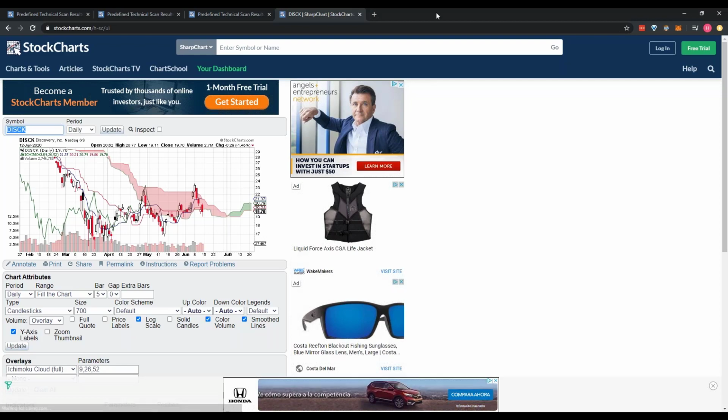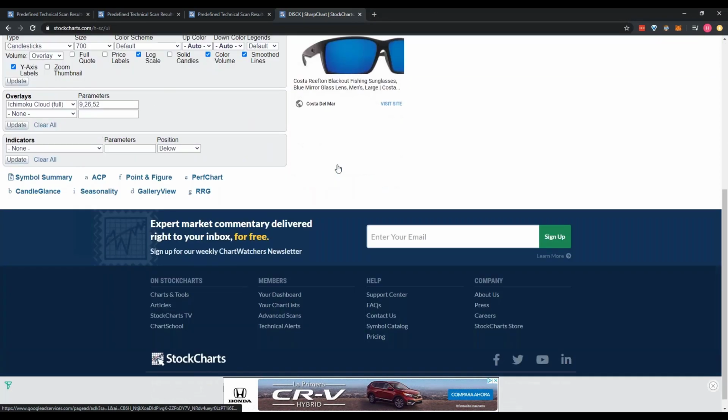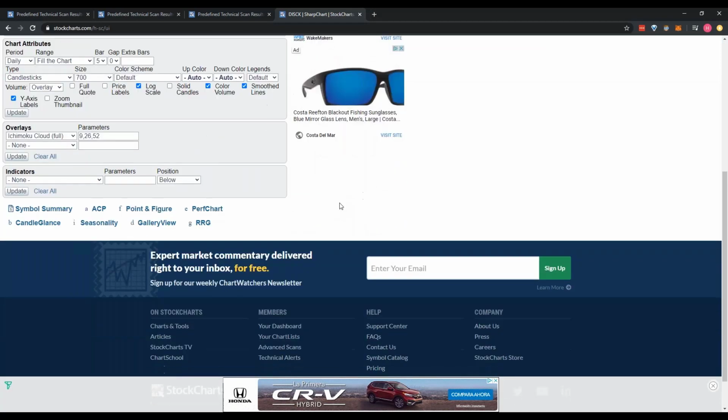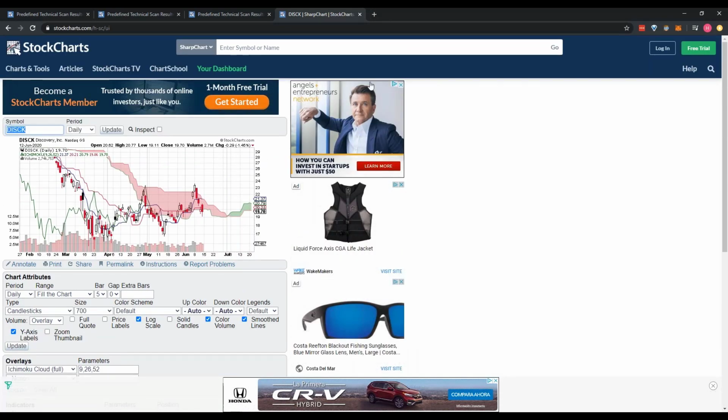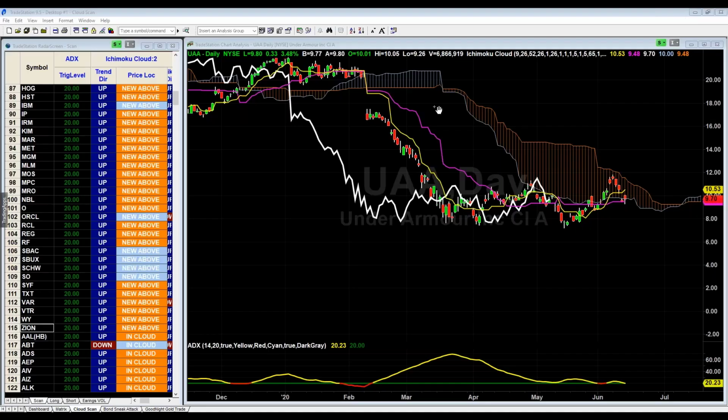That's stockcharts.com. That's a free scanning tool, but as you can see, they're adding me to death over here, and they're going to add you to death too, so you're just going to have to deal with that. That's a part of a free platform. If you're not paying for it, heads up, you are paying for it somehow.